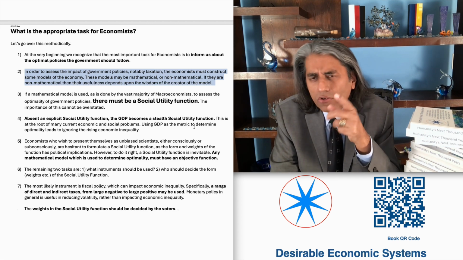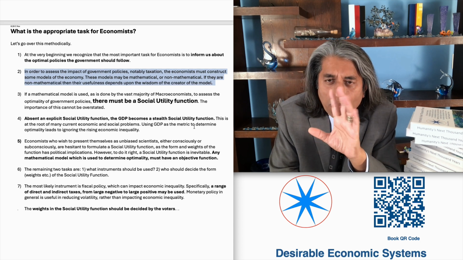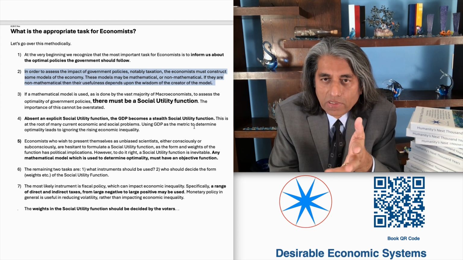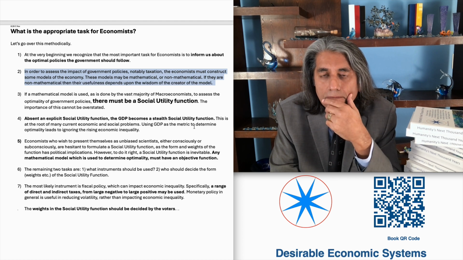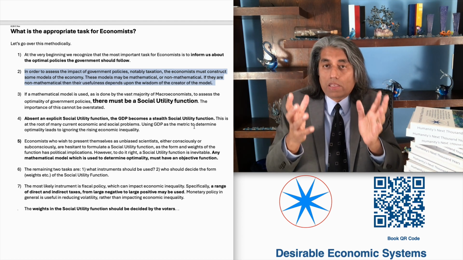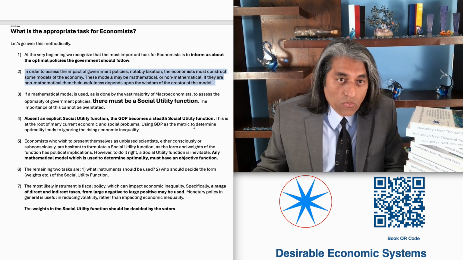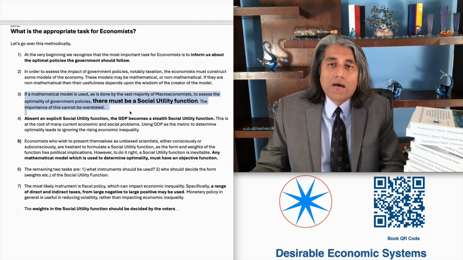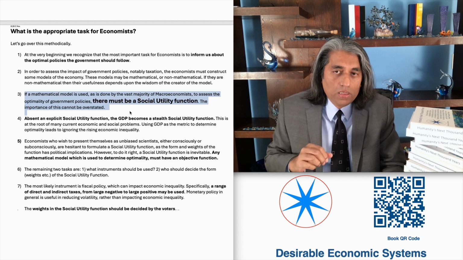However, what you're trying to do is say what is the policy that we should follow. And so we have a model which describes the world reasonably well. So the next question is, what is the policy suggested by this model? Now, when you try to answer that question, there has to be an objective function in your model.